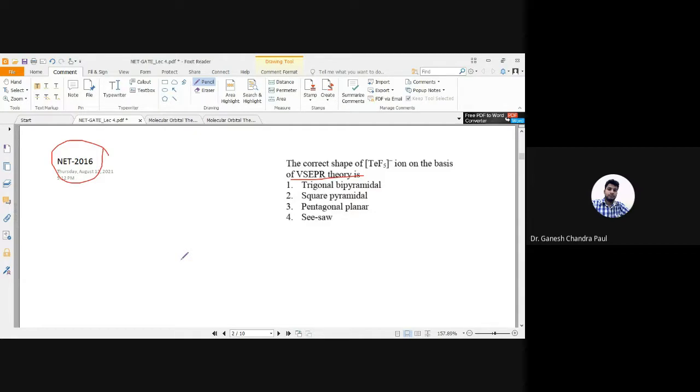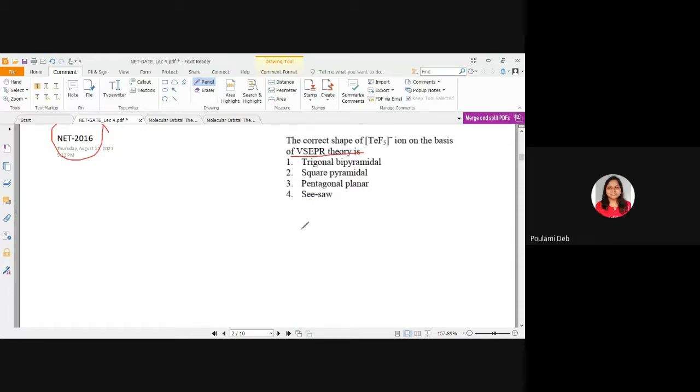So first, sp3d2 hybridization. How many lone pairs? One lone pair. And how many bond pairs? Five bond pairs. Very good. Now try to say what is the correct answer out of these four options. Square pyramidal. Yes, square pyramidal is the correct answer.